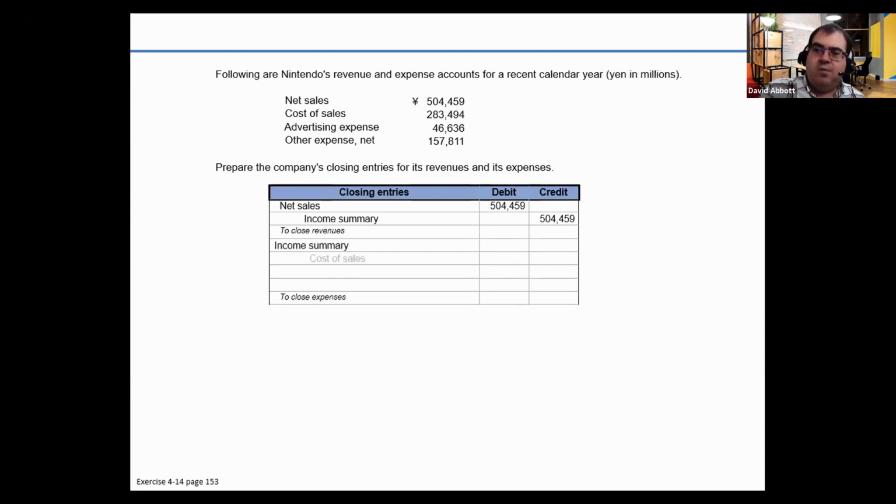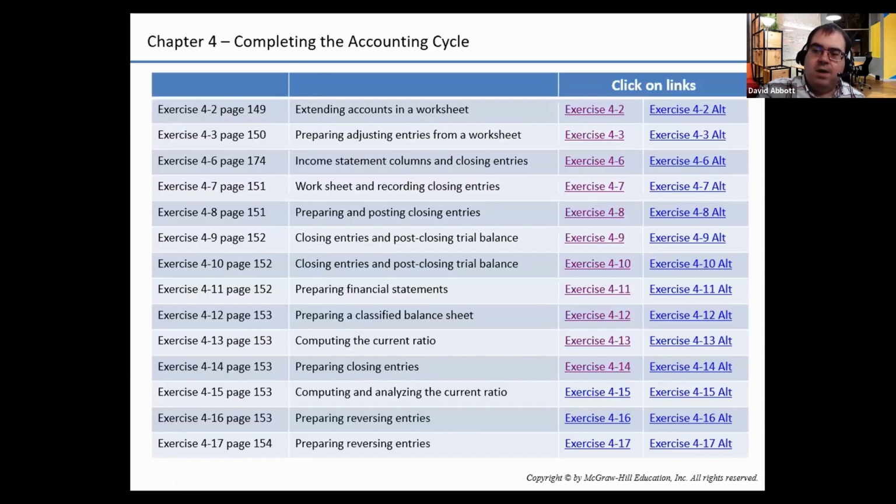Then we need to close out our expenses. So we know that we'll debit income summary. We don't know the total yet, but we have the cost of sales of $283,494, and then advertising expense of $46,636, and then other expenses, net, of $157,881. You take the total of that, and it would be a debit to net income of $487,941. So even if you're dealing with different types of currency, you're going to do the exact same thing.